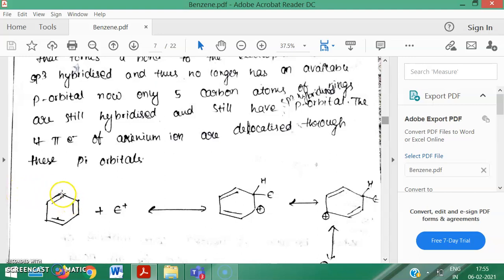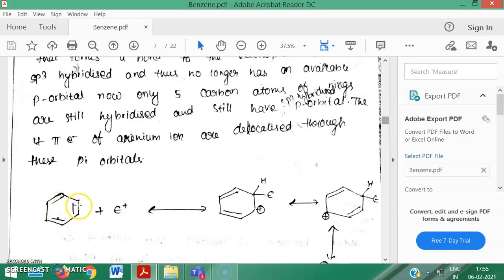Like this, one carbon, another hydrogen and another carbon. This is how sp2 hybridization takes place. But the remaining p orbital contains only one electron and has a dumbbell shape. Each carbon has one single pi electron. So each p orbital contains one single electron, like this, and all these 6 electrons undergo delocalization of pi electrons.